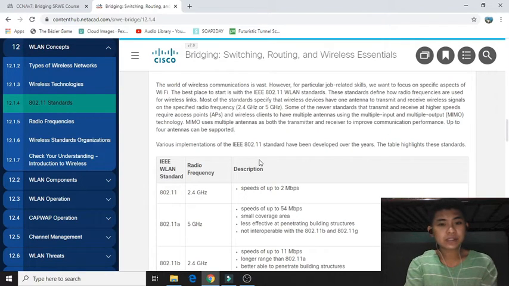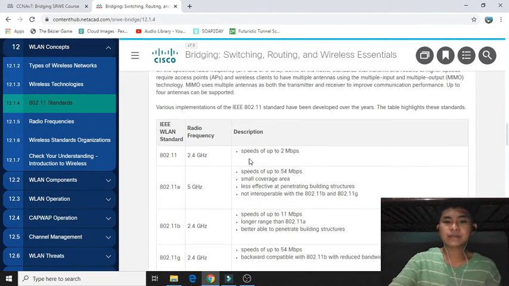The best place to start is with the IEEE 802.11 wireless standards. These standards define how radio frequencies are used for wireless links. Most of these standards specify that wireless devices have one antenna to transmit and receive wireless signals on the specified radio frequency, 2.4 GHz or 5 GHz. Some of the newer standards that transmit and receive at high speeds require access points. Here are some IEEE standards.